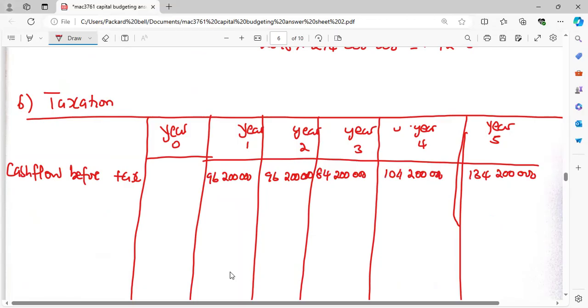So these are our cash flows. So what do we do with the cash flows? We need to calculate the tax here. We need to deduct the allowances, the capital allowance, right? This one is a bus, so it's going to be wear and tear.